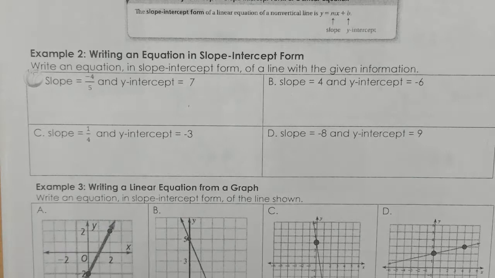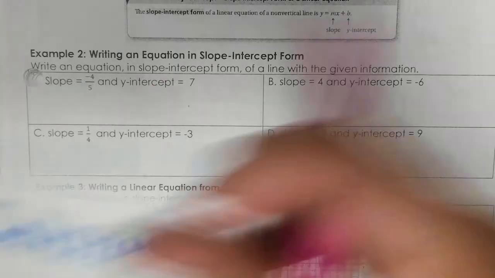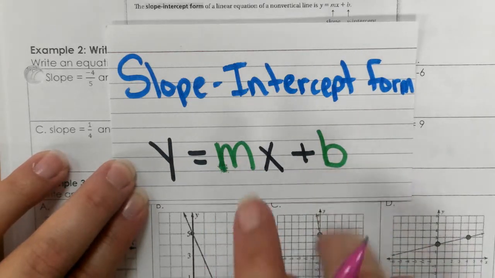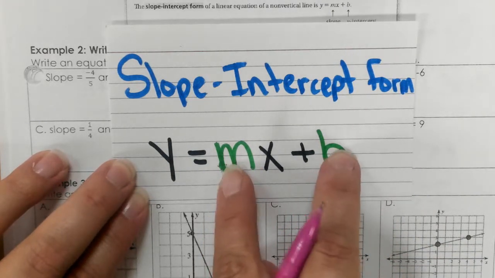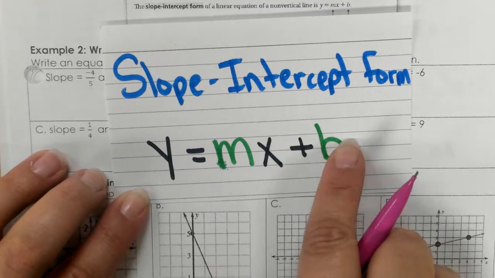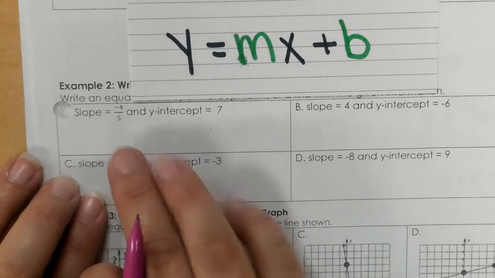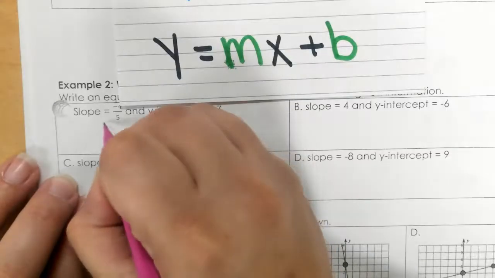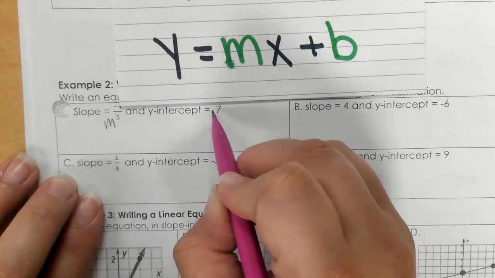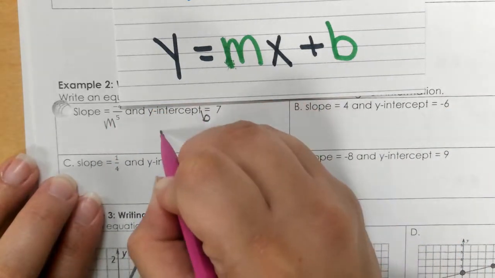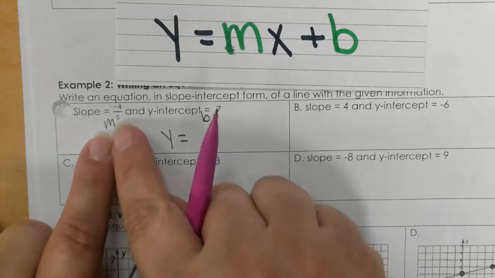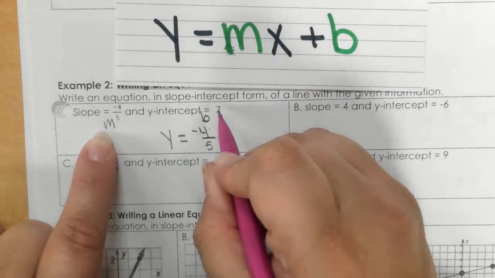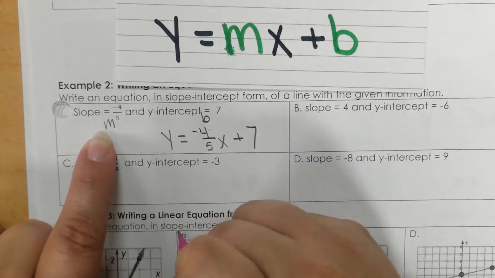Down here for slope-intercept form, we discussed that slope-intercept form is y equals mx plus b, and so m and b would get replaced with numbers. These variables would be replaced with numbers, slope and y-intercept. So looking here, I've got my slope, which is -4/5. I'm going to plug it in for m. And then my y-intercept is 7, which is my b. And so I would simply say y equals m, -4/5 x, plus b, so plus 7.